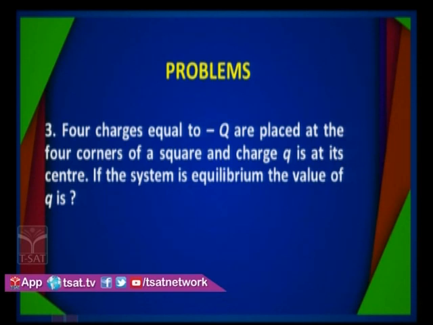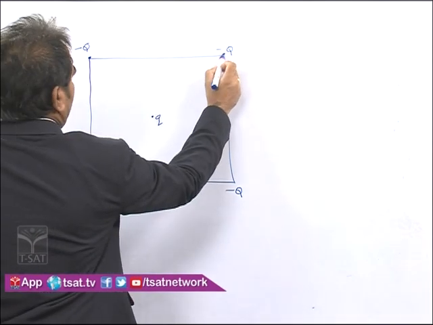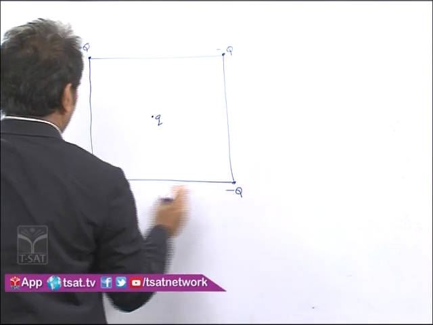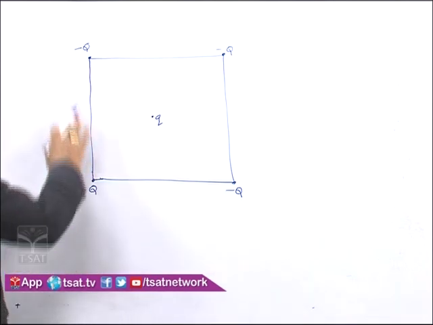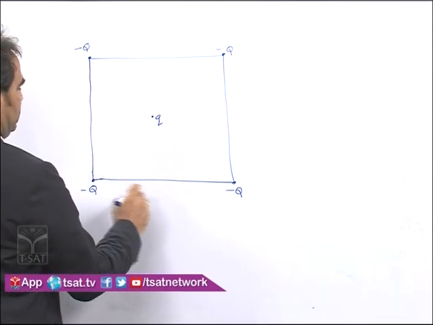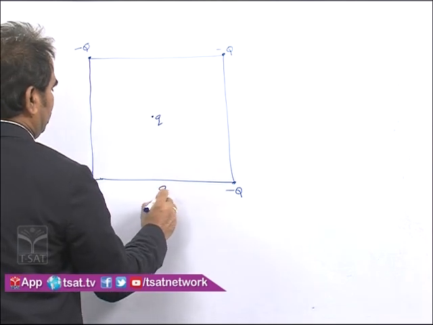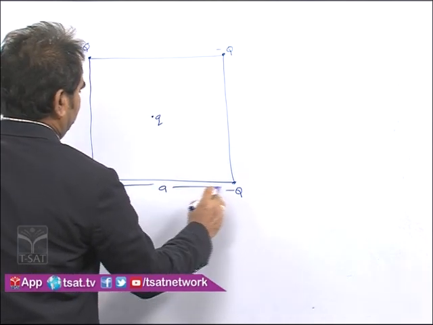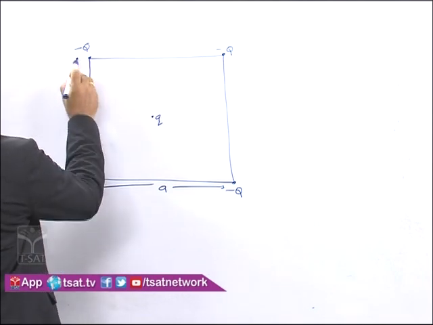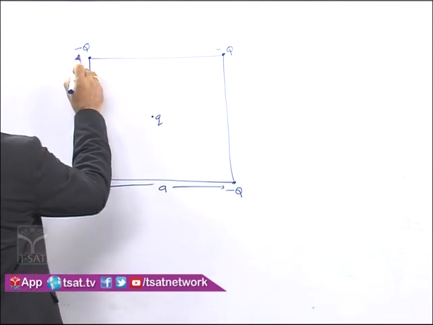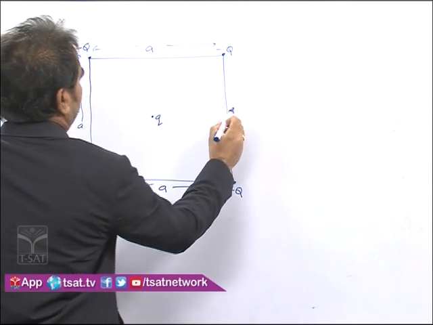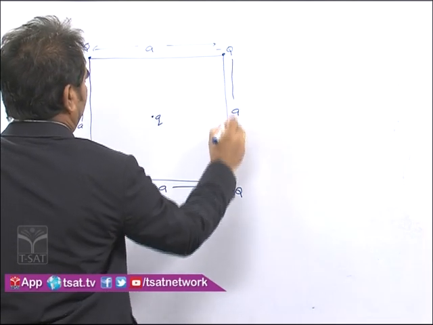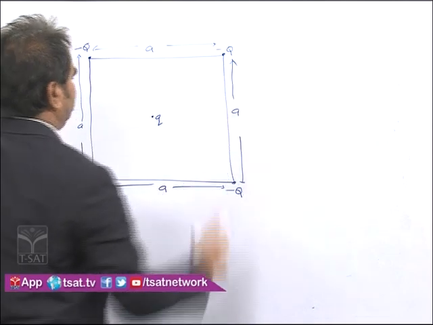Four charges are placed at the four corners of a square. The side was not given. Let the side of each side of the square be a. This is also a, and this also would be a. All sides of the square have equal lengths, that is a.